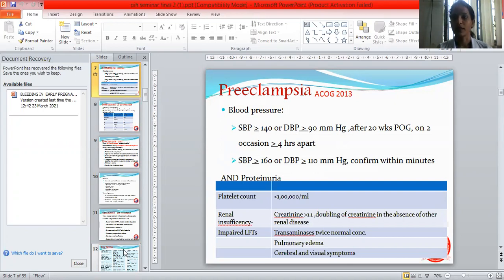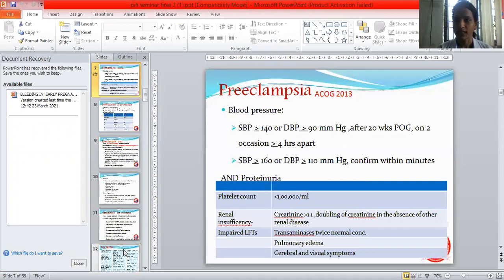In the case of the renal parameters, if the serum creatinine is more than 1.1, or if there is a doubling of the creatinine in the absence of any other renal disease, or in the liver function tests, when we measure the enzymes like the transaminases, aspartate and alanine transaminases, if they are twice the normal concentration, the normal being 35 to 40 international units.